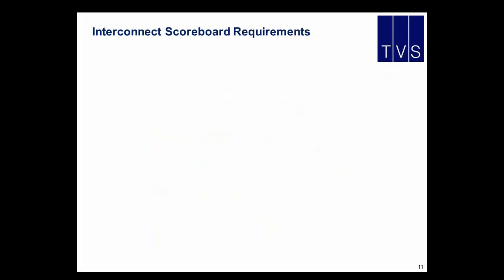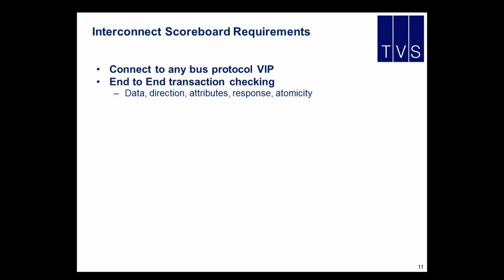So going a bit more in details about the scoreboard itself. The scoreboard should be able to be connectable to any protocol verification IP. It needs to check transactions from end to end, from master to slave. For this, it needs to check not only the data, but also the directions, read or write, and the attributes. If we look at the AMBA specifications, we've got all the cacheability, protection modes, all this stuff. The scoreboard should handle this.